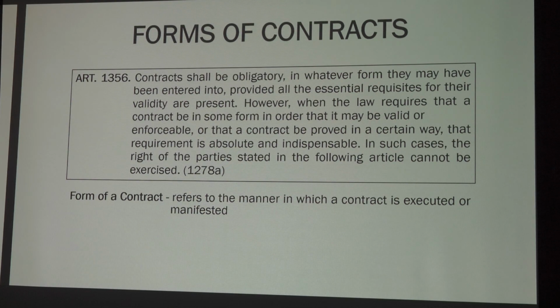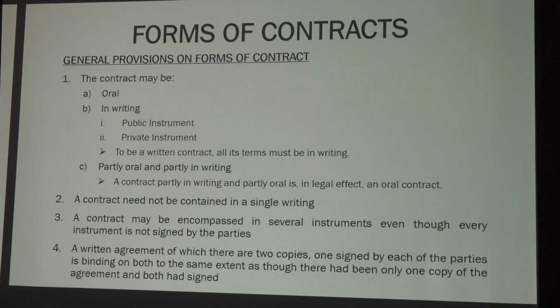So, as a general rule, there's no need for a specific form of the contracts, but there must still be some manifestation of consent. Exception, when the written form is required. Okay? So, form of a contract refers to the manner in which a contract is executed or manifested. So, general provisions on forms of contract. The contract may be oral, first, in writing.